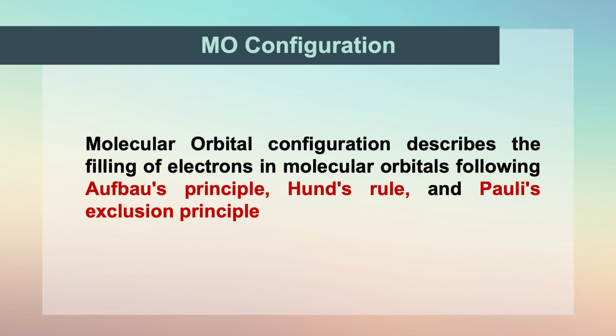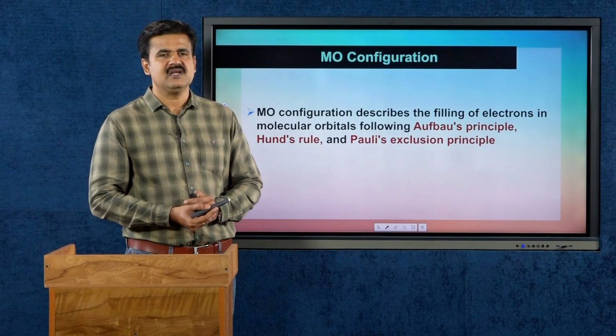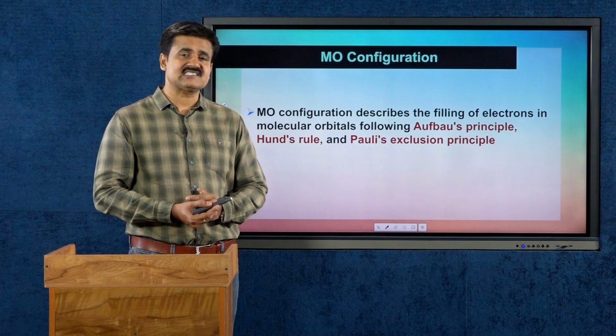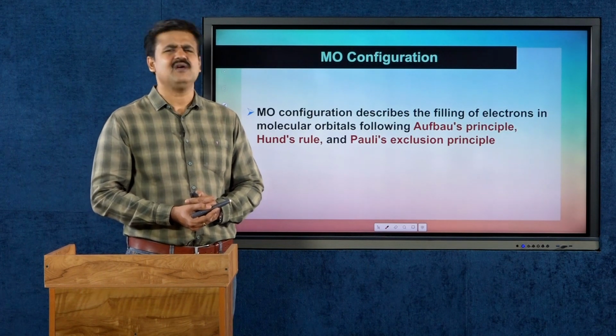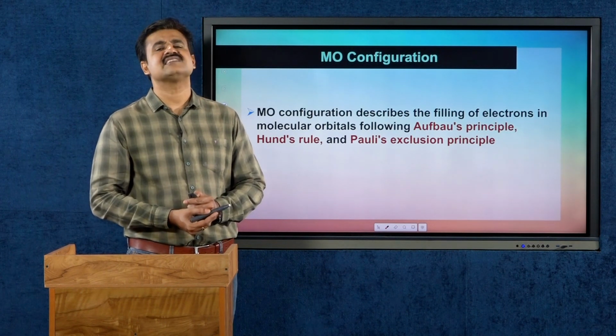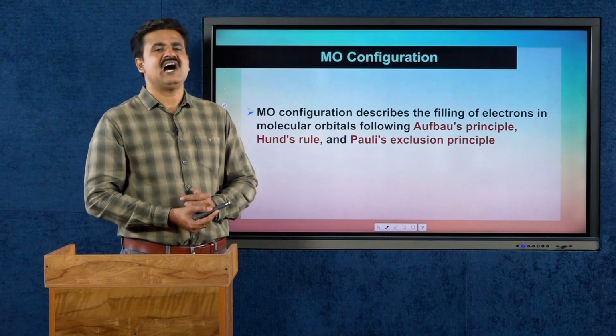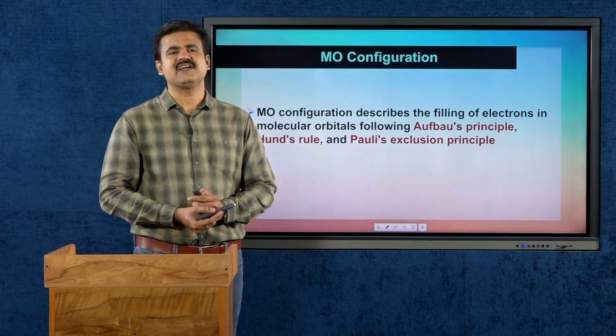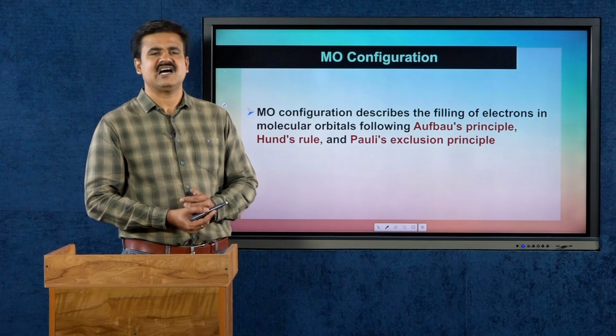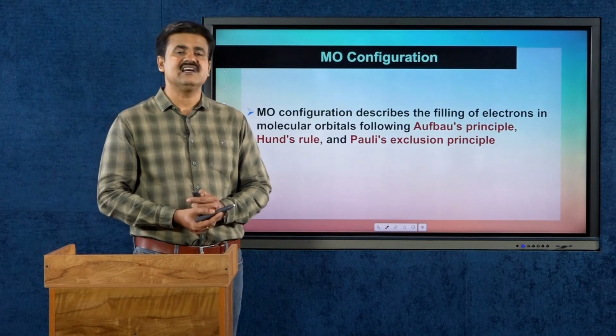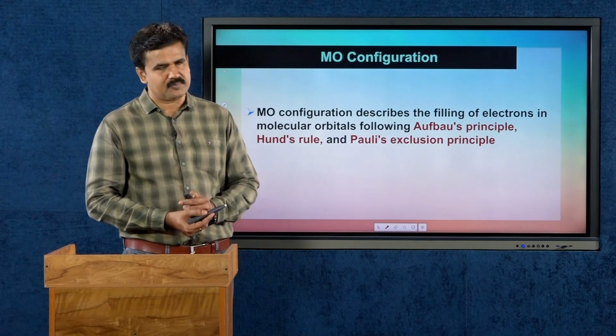Molecular orbital configuration describes the filling of electrons in molecular orbitals following the Aufbau principle, Hund's rule and Pauli's exclusion principle. According to the Aufbau principle, electrons fill various orbitals, either atomic orbital or molecular orbital, in the increasing order of their energy. Hund's rule states that pairing of electrons in degenerate orbitals happens only after all the available orbitals are singly occupied.